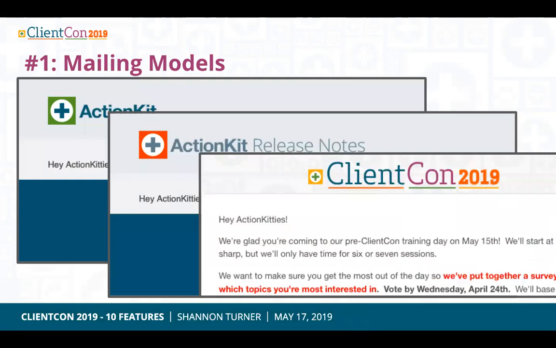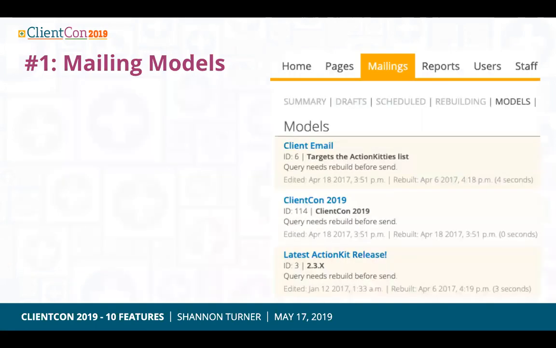Another thing mailing models are great for is if you have multiple layouts or mailing wrappers that you use or different audiences. Here I have 3 different types of mailings. One is a general purpose ActionKit email, another one is specific for release notes, and a third is just for ClientCon. And here's what those 3 mailing starters look like on the model screen. And I can also customize the targeting for these.